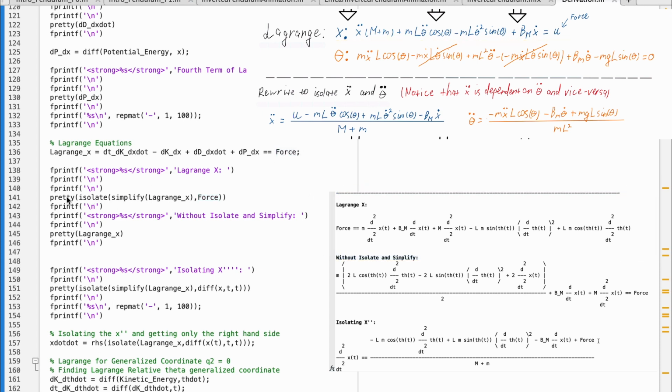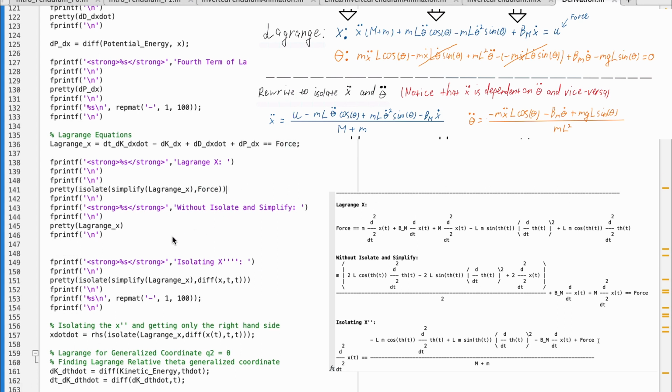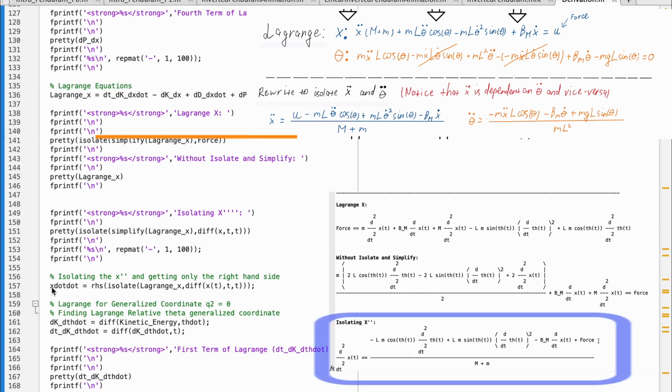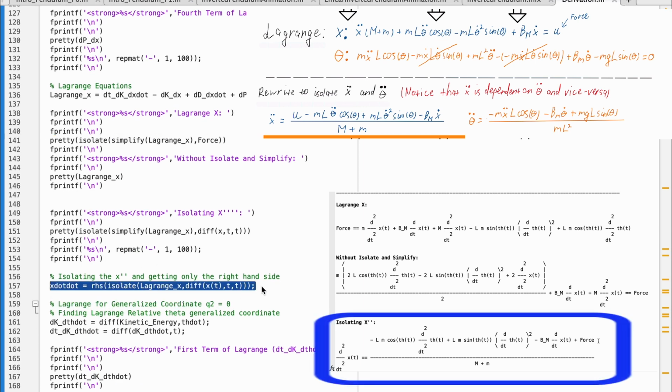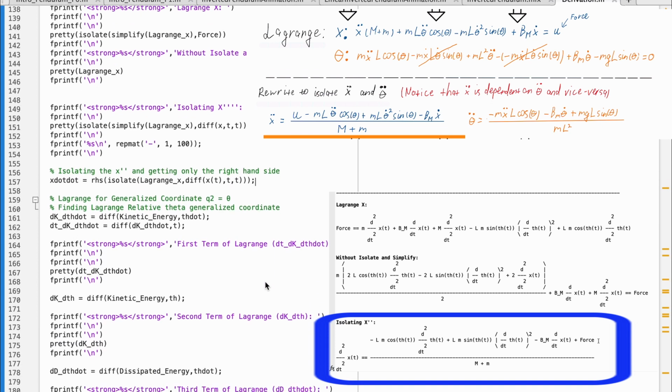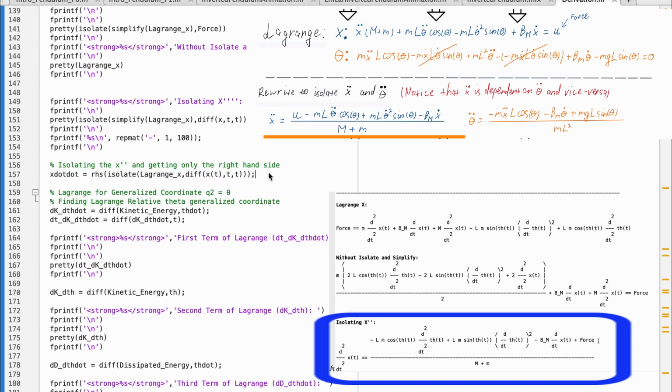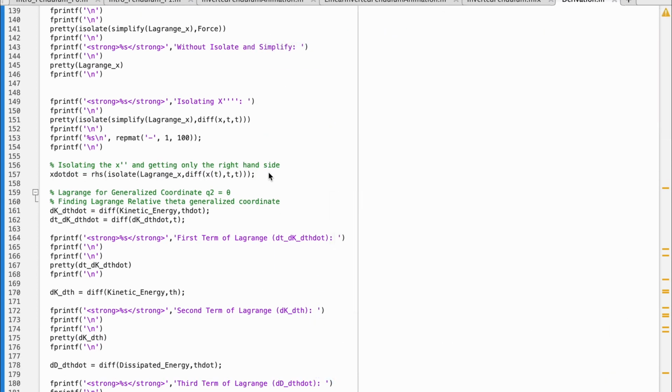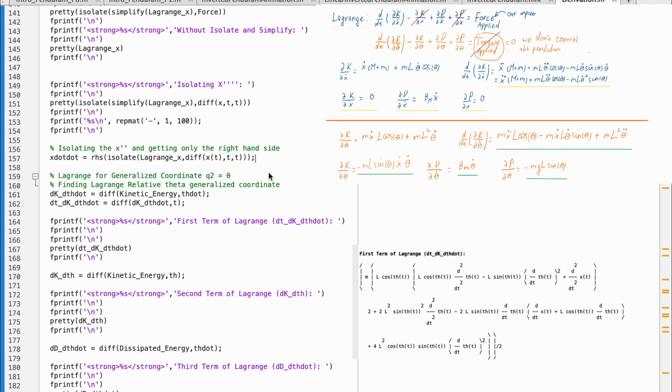When displaying the equation, we utilize two more useful functions: simplify, which simplifies the equation, and isolate, that isolates a specified variable. In our case, we are isolating variable force. And then we need to isolate x acceleration on one side. It will later be substituted into theta double dot because we do not want to have x double dot and theta double dot together in equations.